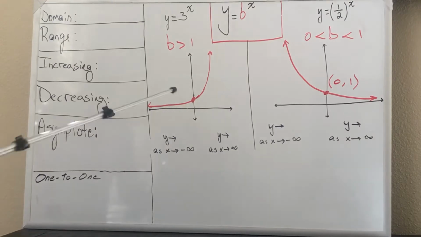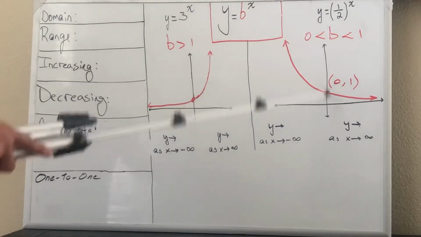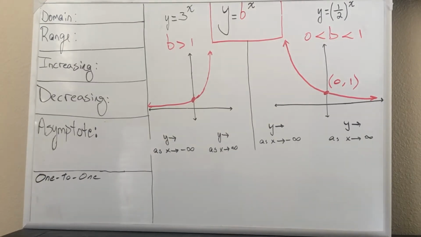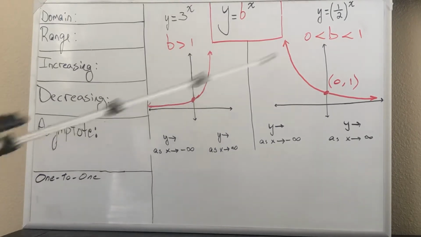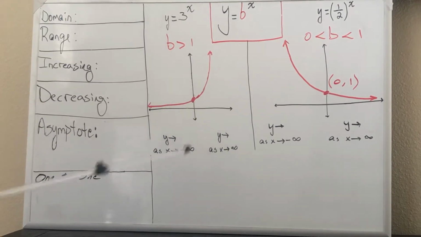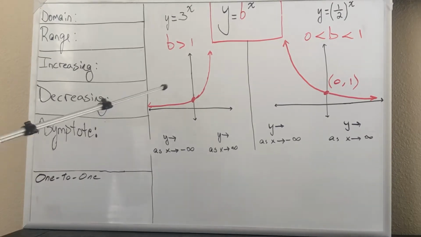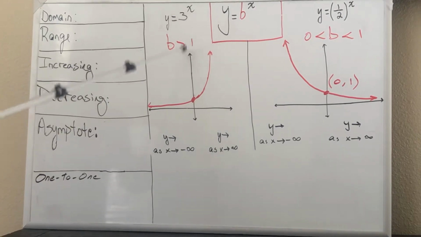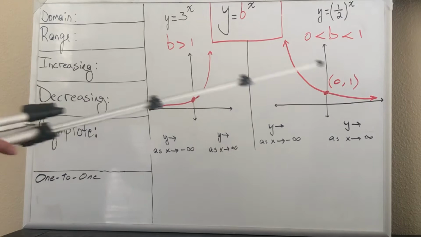There is one intersection with the y-axis though, so we do have a y-intercept. Both y-intercepts are y is equal to 1. So the exponential curve intersects the y-axis at the point (0, 1).